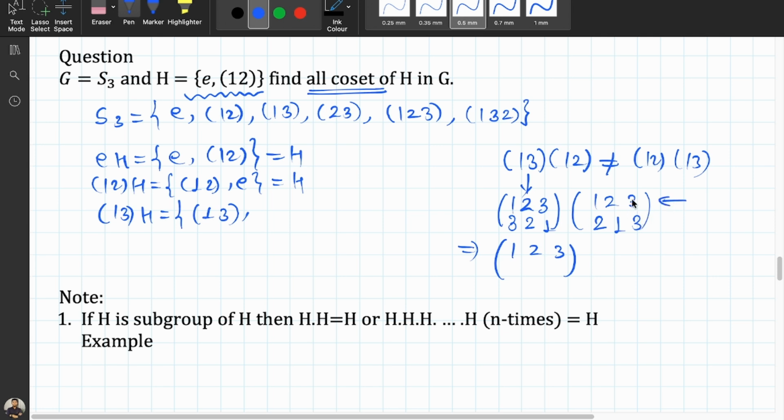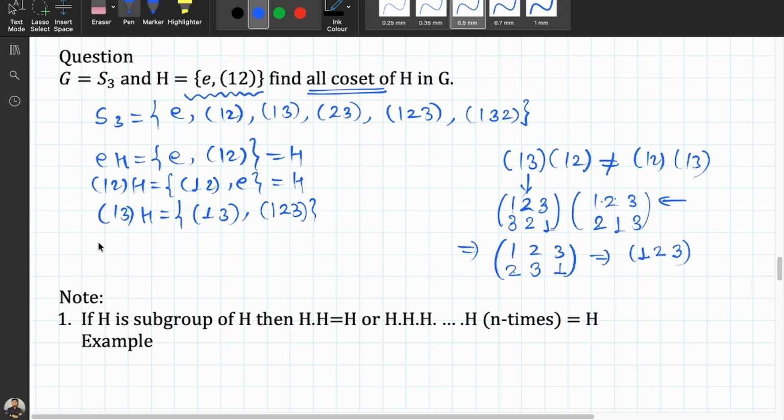Start from back. 3 goes to 3, 3 goes to 1, then 3 goes to 1. Then 2 goes to 1, 1 goes to 3, then 2 goes to 3. 1 goes to 2, 2 goes to 2. From here 1 goes to 2, goes to 3. Means it is nothing but 1 2 3. Okay, so this is the simplest case of multiplication.